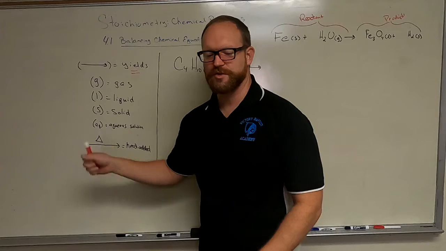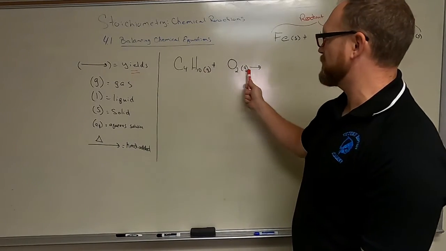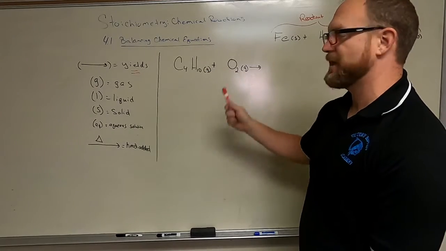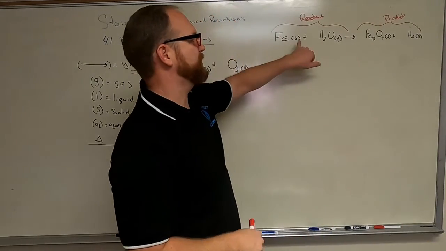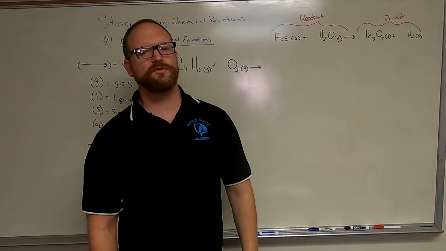And down here, we'll get to this in just a moment. But why do we have to write these? Well, you'll see on the equations that we have here, partial equation, G and G, gas and gas. Over here, you'll see a solid and a gas and a solid and a gas. Again, why are those important?